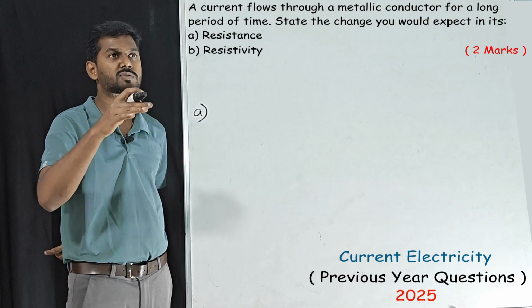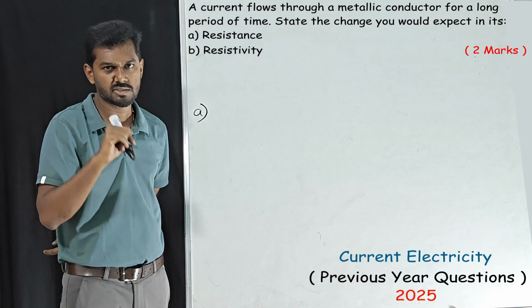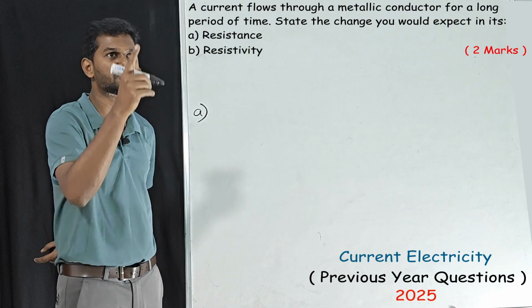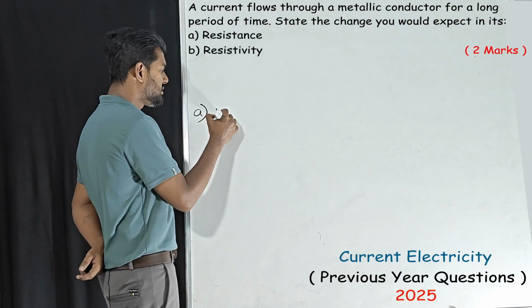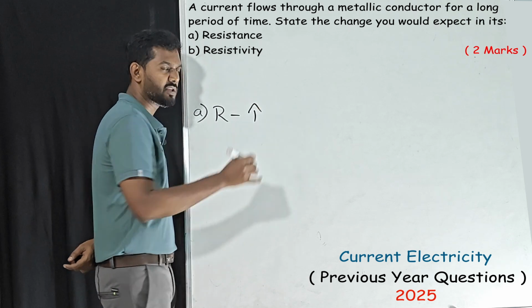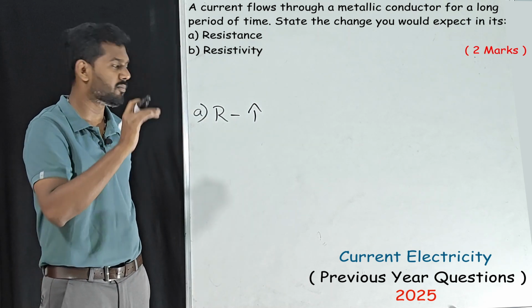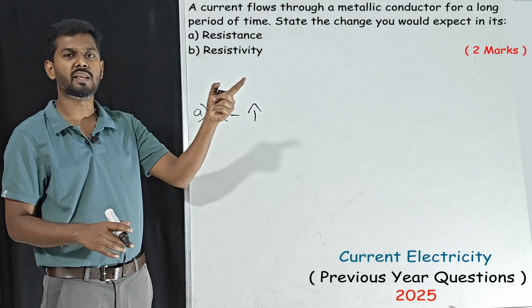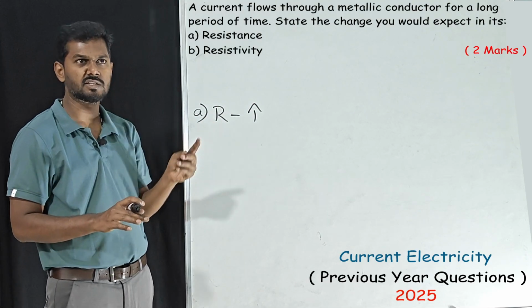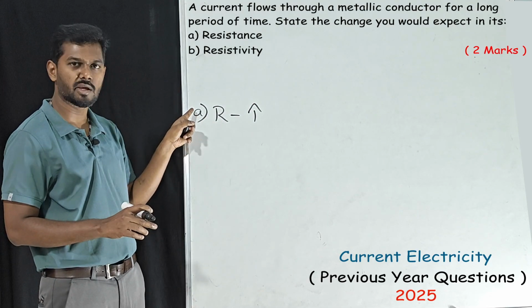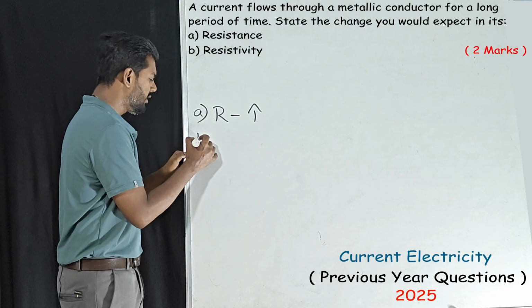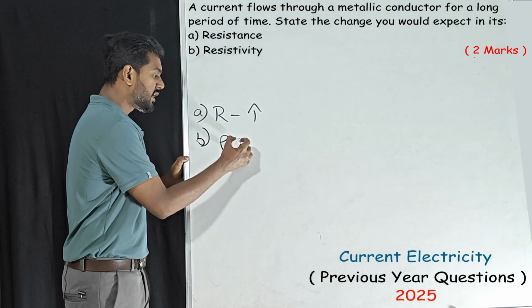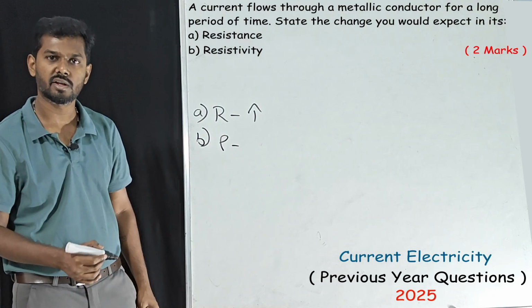See, when the current flows for a long period of time, temperature increases. If temperature increases, what happens to resistance? Resistance also increases. You have to write it in full form: resistance increases, or you just write the sub question A, increases. That is enough. You don't have to mention resistance also, because we know sub question A is related to resistance. Then we'll go for sub question B, that is resistivity or specific resistance.